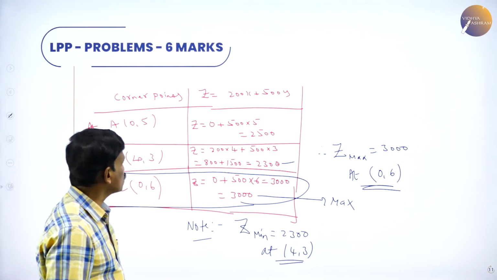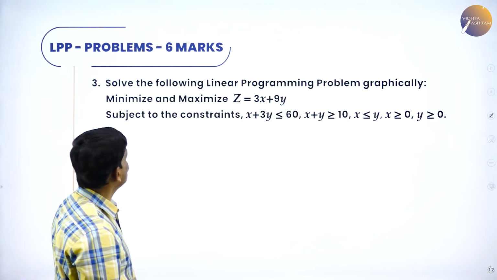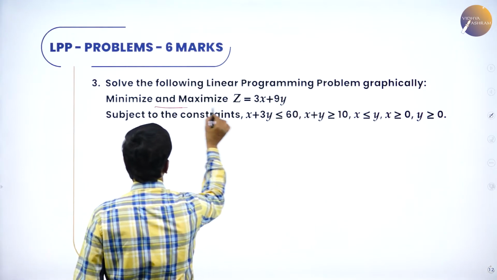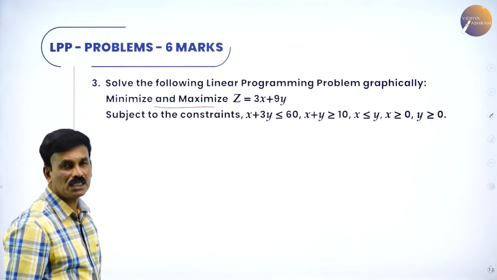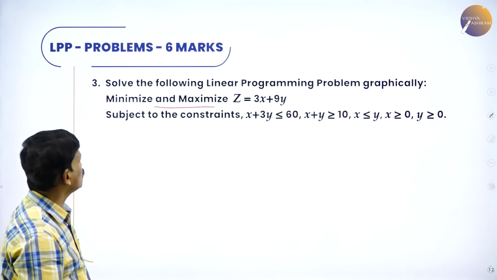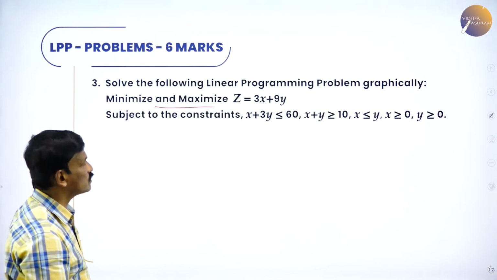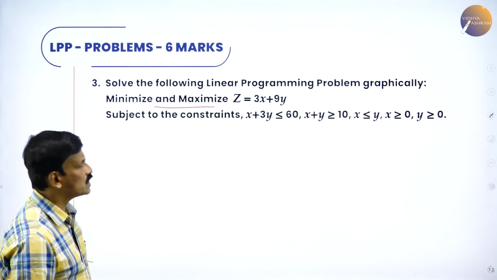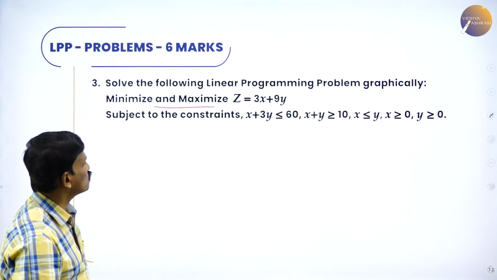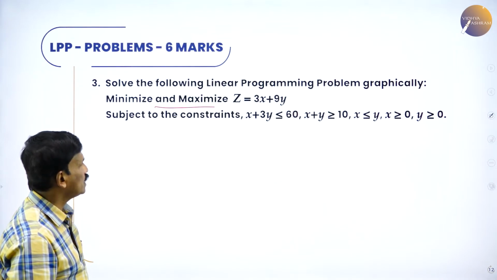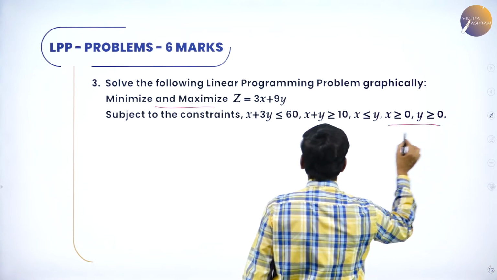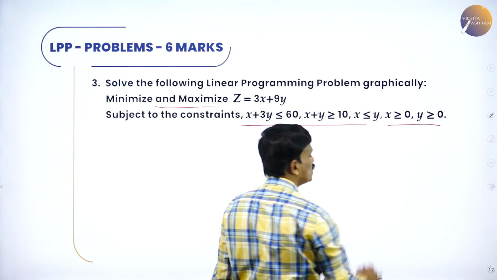Now let us come to the next problem. Solve the following linear programming problem graphically. Minimize and maximize. So here the minimum value as well as the maximum value is to be determined. What is the objective function? Z is equal to 3x plus y, subject to the constraints: x plus 3y is less than or equal to 60, x plus y is greater than or equal to 10, and x is less than or equal to y, and x is greater than or equal to 0, y is greater than or equal to 0.